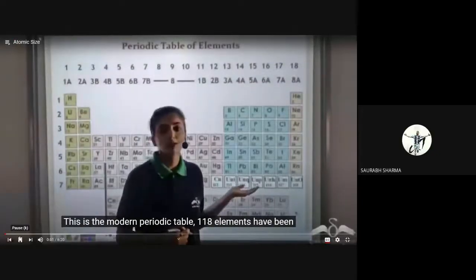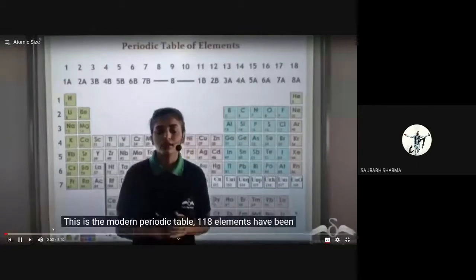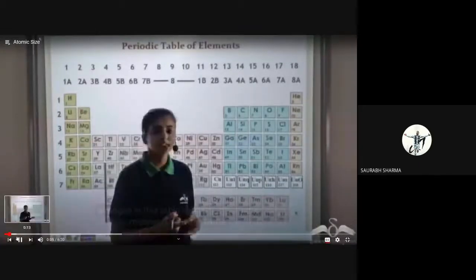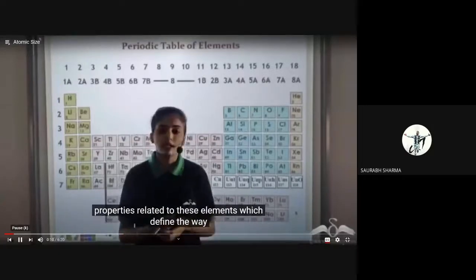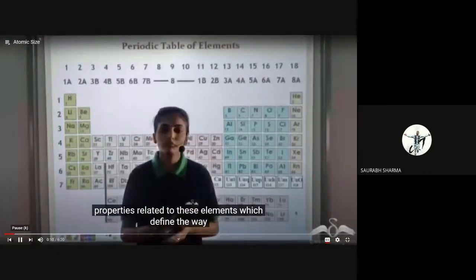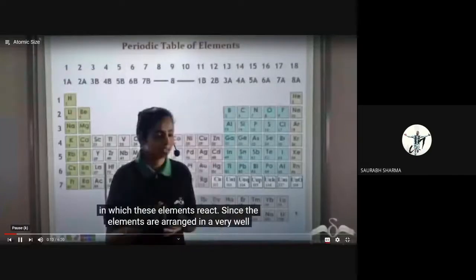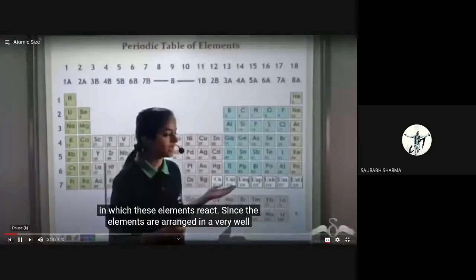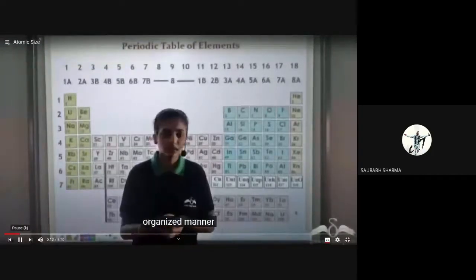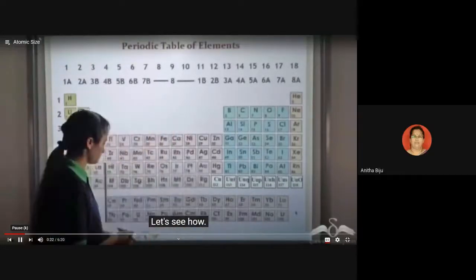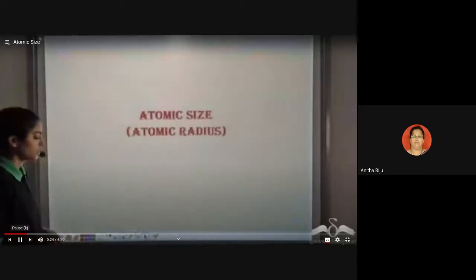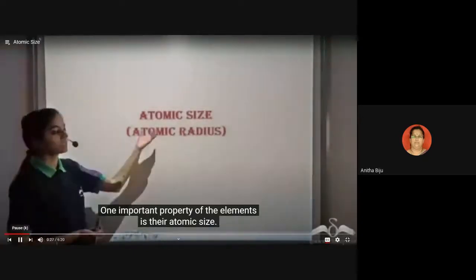This is the modern periodic table. 118 elements have been arranged in this table in a very systematic manner. There are some properties related to these elements which define the way in which these elements react. Since the elements are arranged in a very well organized manner, therefore these properties also follow some particular trends. Let's see how. All of you, please try to turn off your mic. One important property of the elements is their atomic size.